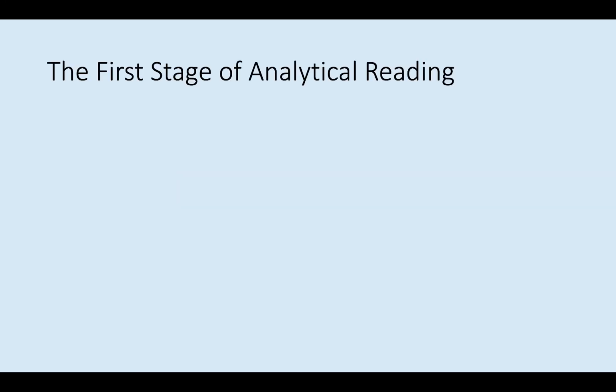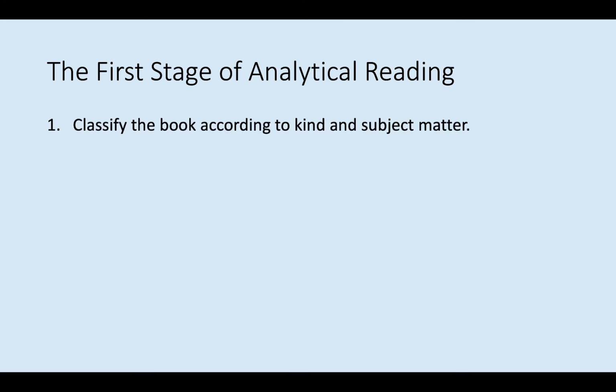Now, Adler and Van Doren, in their section on analytical reading, have the first stage of analytical reading. The first stage is to classify the book according to kind and subject matter, meaning to do an effective analytical read, you have to know what kind of book you're reading. A history book is different than an argument.